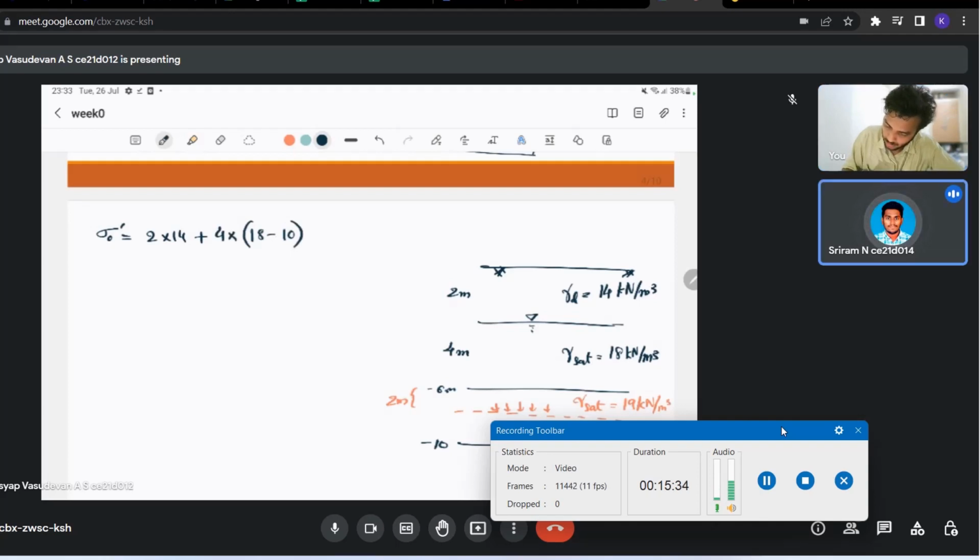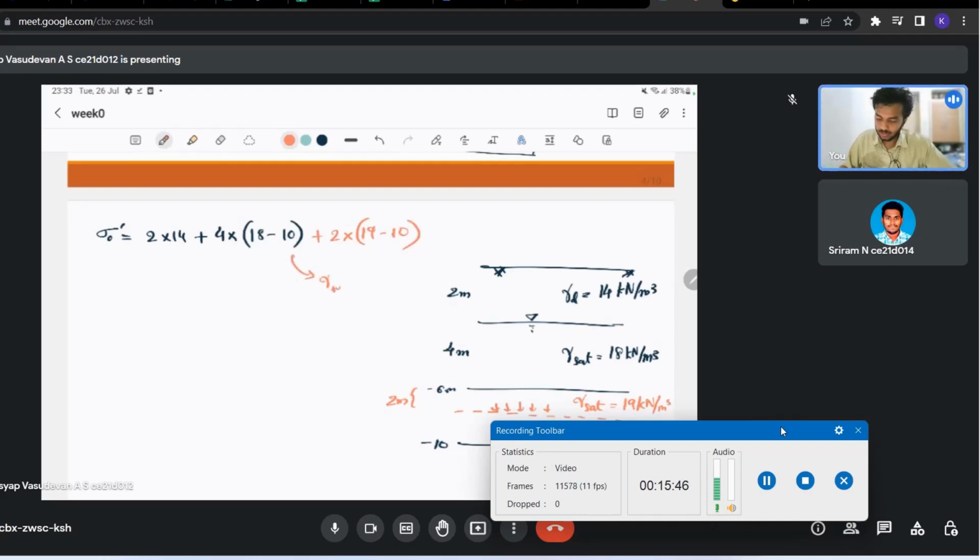This will be of silt, and 19 minus 10 into 2 meters. This minus 10 is the gamma w which was given in the question. So here we are talking about effective stress. Effective stress we have to take care below the water table whenever it comes. We have to take care of the density of the water also. So the answer for this will be 78 kilonewton per meter square.